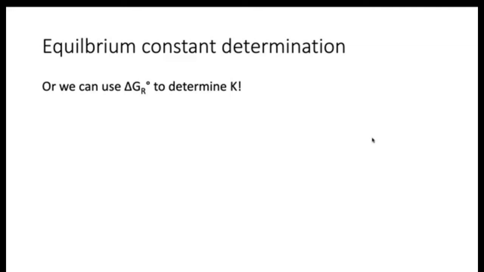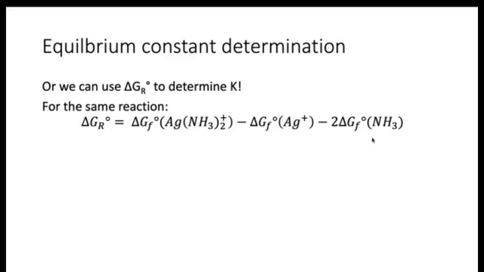So there's another way to determine the equilibrium constant, and that's going back through the thermodynamics, where we can use our delta G to determine K, right? So we know how, based on a reaction, we can determine the delta G of the reaction based on sets or tables of the formation Gibbs free energies for each of the components.